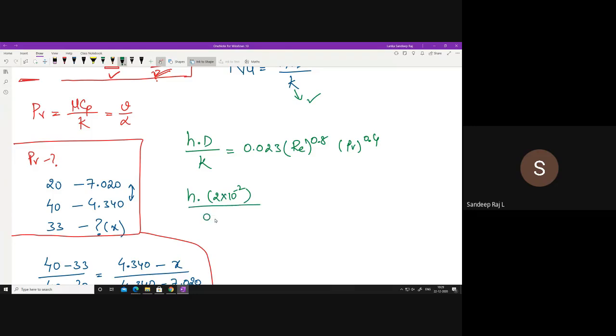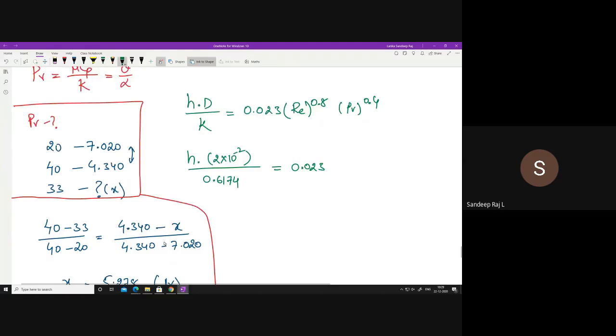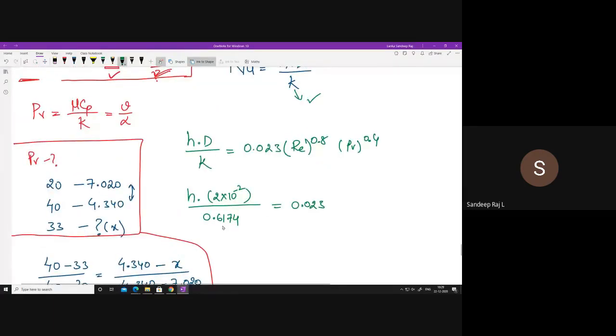The K value just now we have found out. What is that? 0.6174, am I right? Yes, that is the K value we have just found out for the water. So that is substituted here on the right hand side: 0.023 into Re. Somebody tell me what is the Re value that we have found out? 25641.2. That is the Re value.